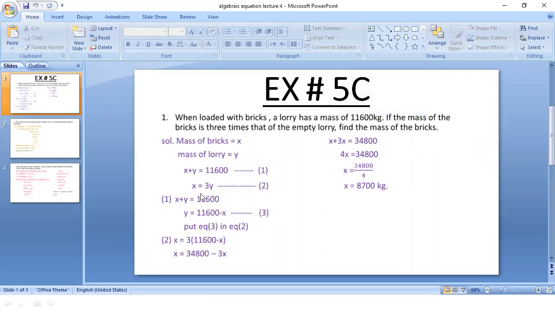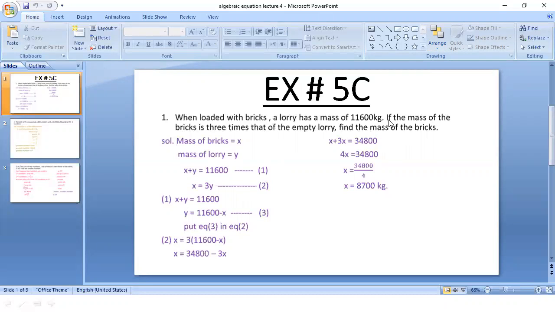Okay. Now I have supposed the mass of bricks is equal to x, and the mass of lorry is equal to y. Look at the first condition. When loaded bricks with a lorry means they both are together. So the sum of these two will be equal to 11600. So I wrote mass of bricks plus mass of lorry is 11600, and mass of bricks was named x, so I wrote x. Similarly, mass of lorry is y, so I have written here. This is the first condition.